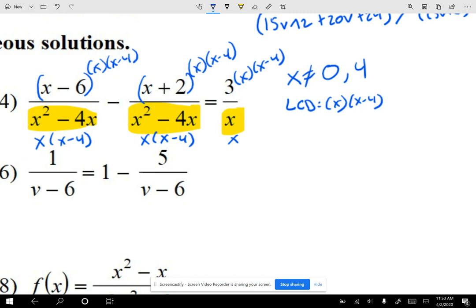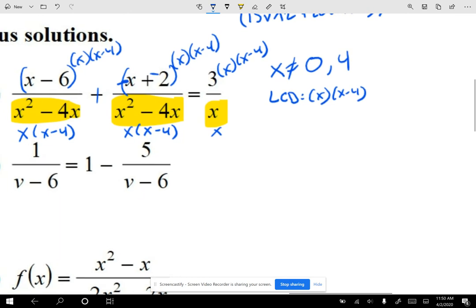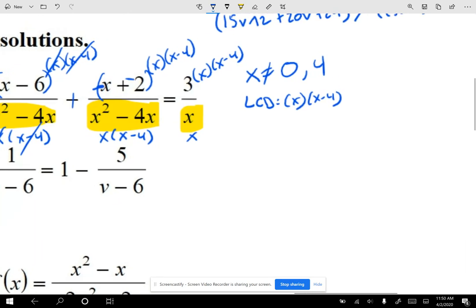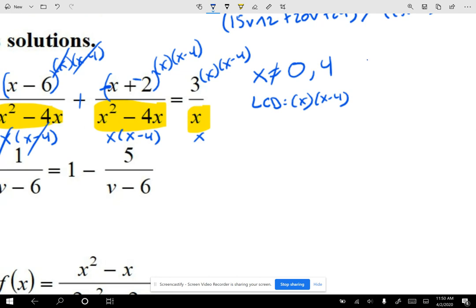Also, I see a minus in between my fractions. Let me change that to plus. And I'm going to distribute to this x and to this 2. So notice I have negative x minus 2 now. All right, let's get to work. On the first fraction, let me cancel the x. Let me cancel the x minus 4. So I get x minus 6.